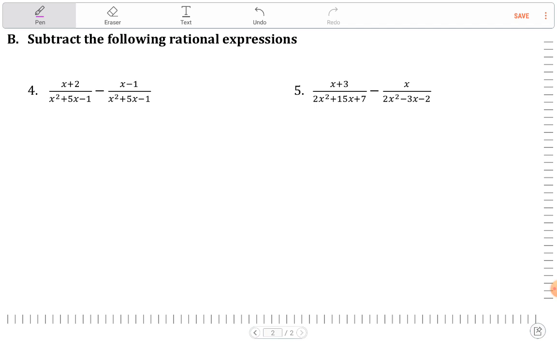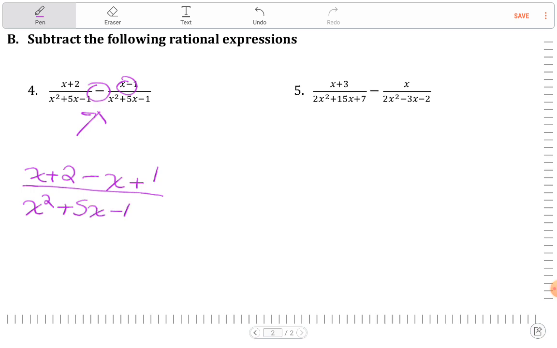x plus 2 and our x squared plus 5x minus 1. Now we're going to talk a little bit about subtraction. I have a common denominator, so I can go ahead and combine my numerators. So I have an x plus 2, and I'm going to subtract an x, and I'm going to subtract a negative 1, which then actually turns into a positive 1. And then my denominator, x squared plus 5x minus 1. Simplified, the x cancels out, leaves me with a 3 on the top over x squared plus 5x minus 1.